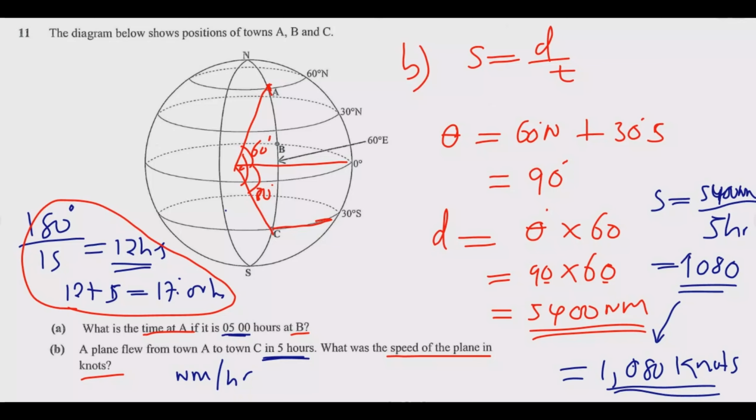So once you do this, you are good to go and you get some good marks. I left enough space for the calculation, so I can just write here: 1080 knots. Like that. Once you do that, you're good to go. You get these 2 marks.